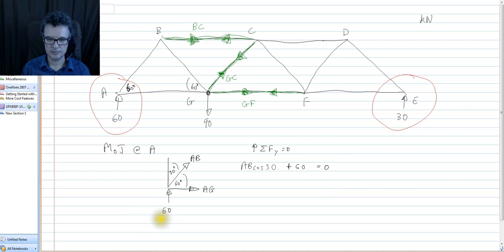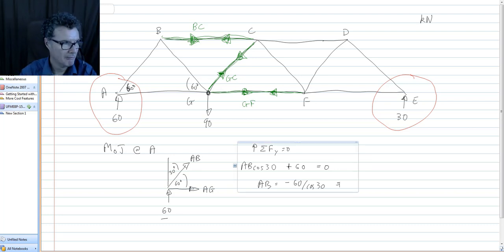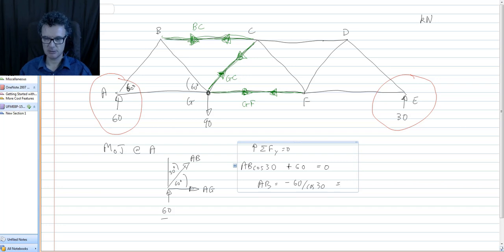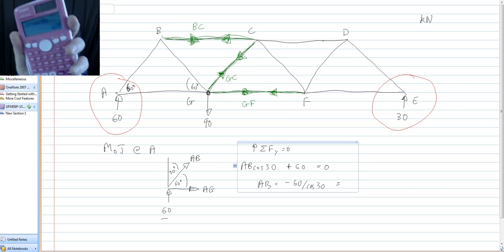Okay, from there, let's rearrange this. AB equals minus 60 divided by cos 30. Now this is the point where, in an exam situation, I would advise don't be a hero and try to remember whether cos 30 is root 3 divided by 2 or not. You put it in your calculator. So minus 60 divided by cos 30. Okay, you see that?